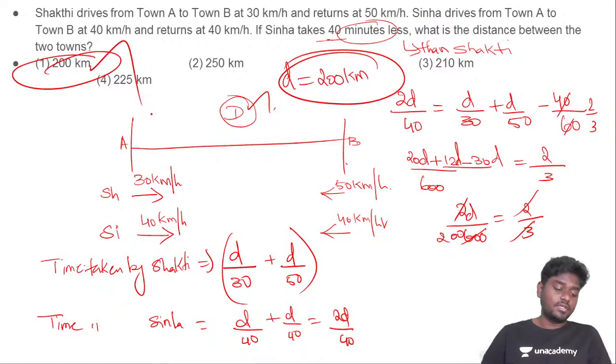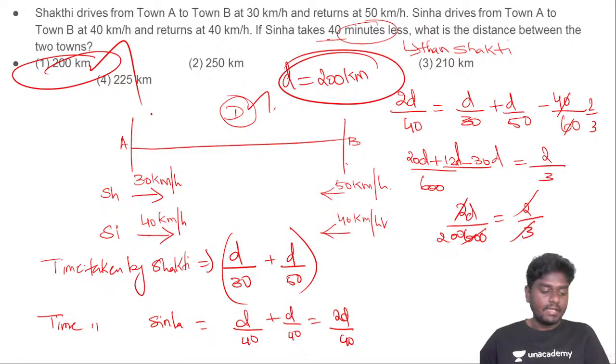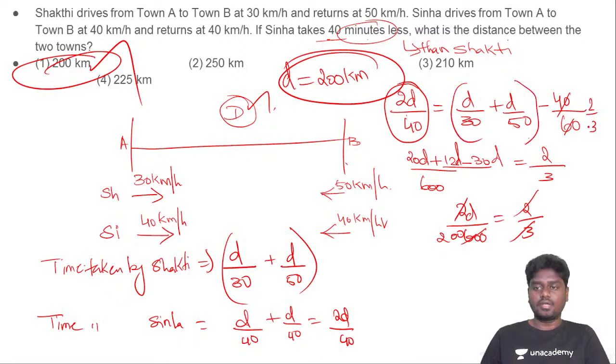The distance between the two towns A and B, it is 200, right? Is that 250 or 200, Rishabh? Kindly cross check your answer. See, Sinha takes 40 minutes less, which means the time taken by Sinha is the time taken by Shakti minus 40. You're getting this, Rishabh. That's how it should be.